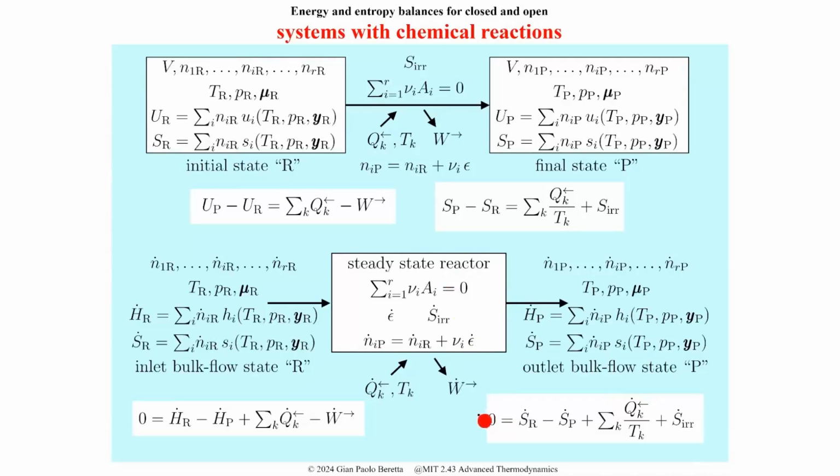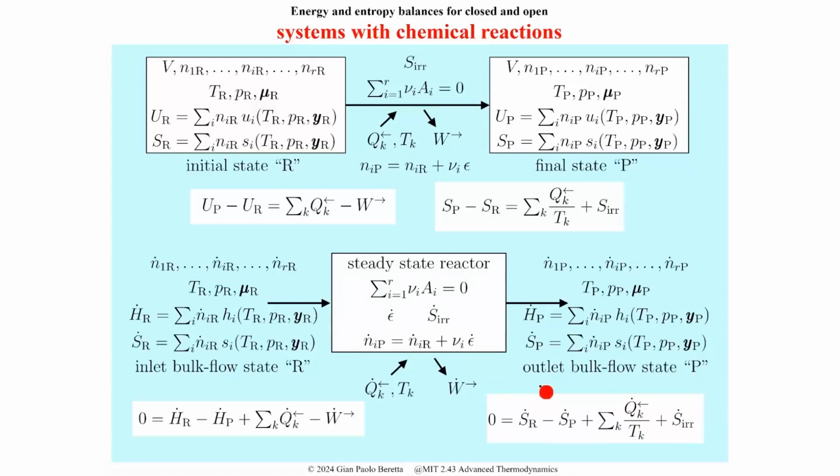If it is steady state, the properties don't change, so the rate of entropy change is 0. And so then you have a balance between the net amount of entropy that comes in and out, and the entropy that is produced by irreversibility. Okay?